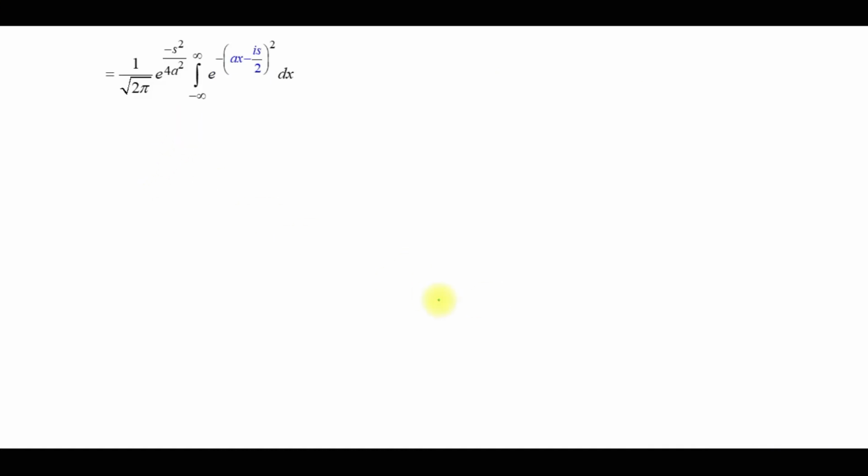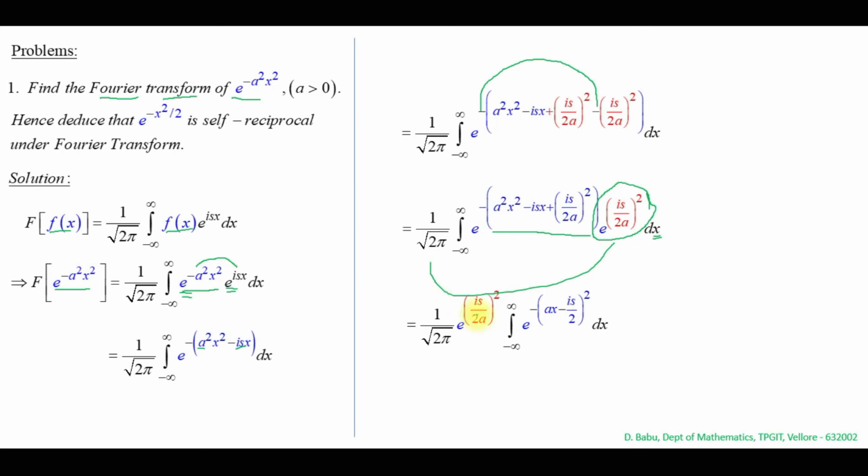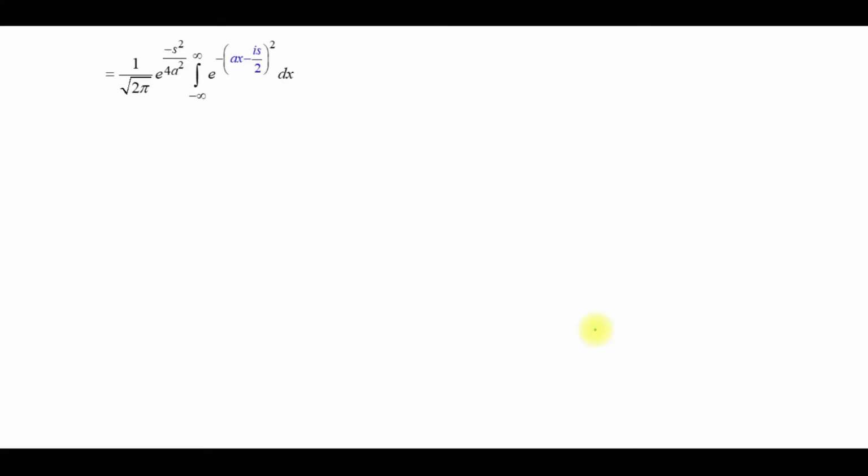So the limit is the integration from minus infinity to plus infinity of e power minus (ax minus is by 2) whole square into dx. Now take ax minus is by 2 as y. So put y equal to ax minus is by 2.